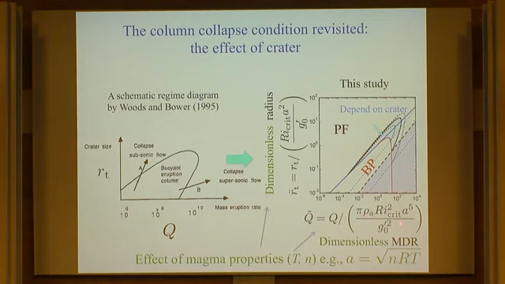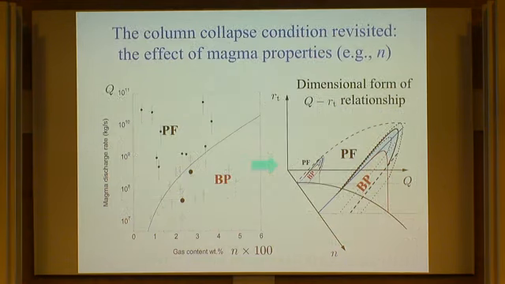And then, because these are all dimensionless parameters, all the effects are included in this scaling law. And particularly, the effect of magma properties T and n is included in this sound velocity here. Sound velocity is given by the square root of nRT. So if the water content decreases, then the value of sound velocity changes, and then the boundary of this in dimensional form is enlarged or reduced like this.